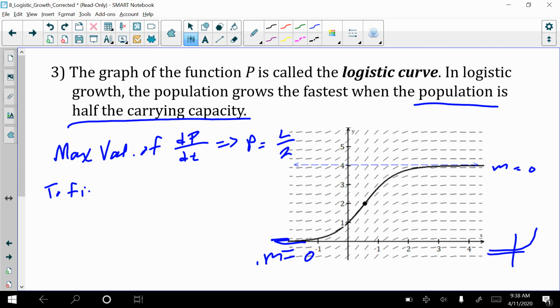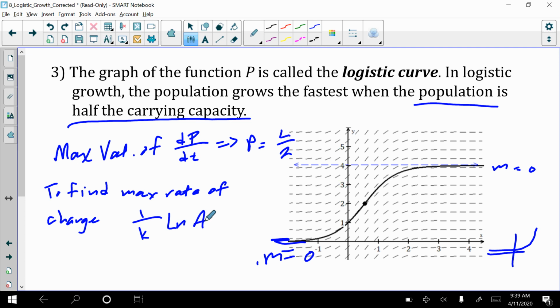To find the maximum rate of change, and this is going to be again where the population is equal to half of the carrying capacity, what we would say is 1 over k times the natural log of A.